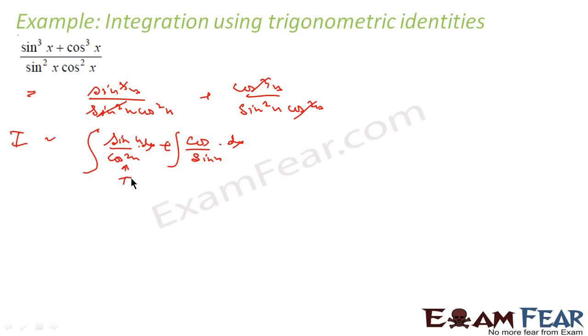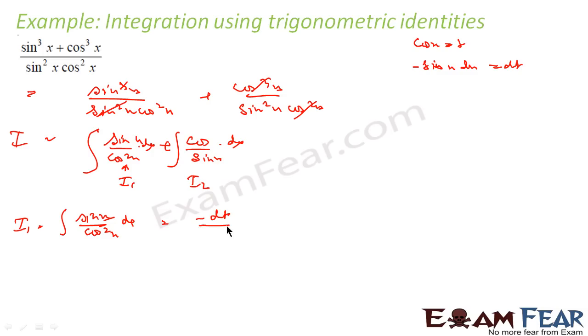Or I'll take this nothing but I1 plus I2. Right? Let's solve the value of I1. I1 is equal to integration of sin x cos square x dx. Let me take cos x is equal to t, then minus sin x dx is equal to dt. Sin x dx is equal to minus dt. So this becomes minus dt by t square. Right? And this will become actually 1 by t. And we know this is t1 because don't get confused. If it is t1, this is 1 by t1 plus some constant.